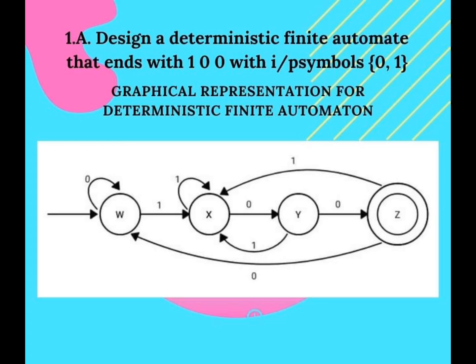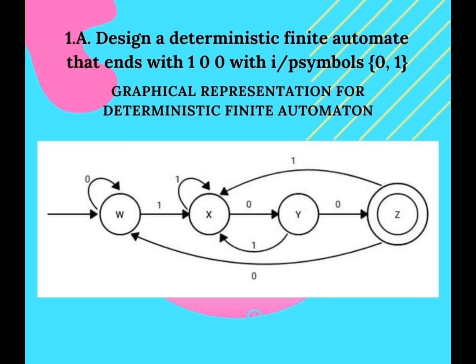Firstly, the states of the DFA: the string W is the initial state. The string X is the string that ends with 1. The string Y is the string that ends with 1, 0. The string Z is the string that ends with 1, 0, 0. Next, the input alphabet is equal to the set of 0 and 1. Next, the start state is equal to W. And lastly, the final state is equal to Z.